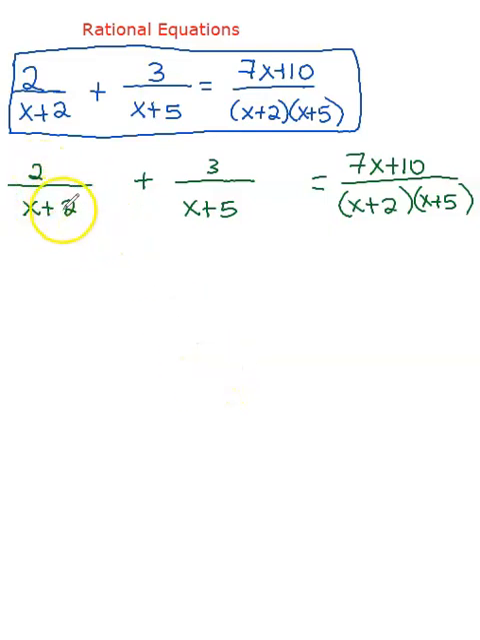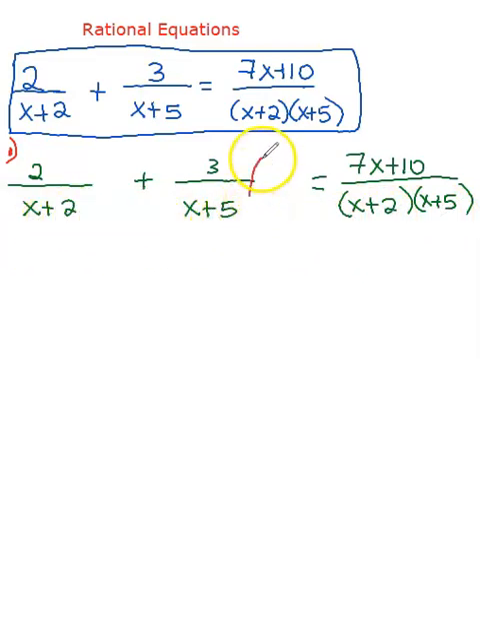So we have 2 over x plus 2, plus 3 over x plus 5, equals 7x plus 10 over x plus 2 times x plus 5. The first step you want to do, in this case, step number 1, will be to get a common denominator. So we see in this side, they have both x plus 2 and x plus 5, and each of them is missing one of the two.